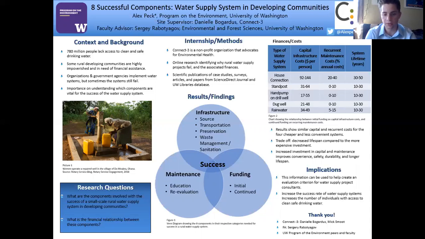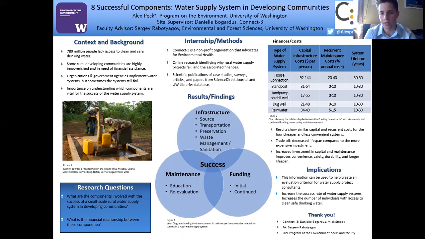The last category is funding, which comes in two components, initial and continued. Initial is for all the capital infrastructure. So that's buying all the required parts for creating a non-existent water supply system or all the parts required to repair an already existent water supply system. And continued funding is just to fund the maintenance, basically to keep it an overall healthy system that increases the lifespan.